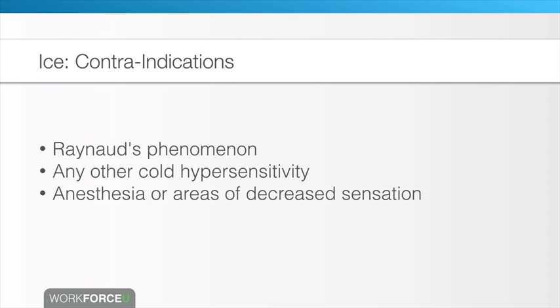If you use ice on an area that already has numbness, kind of like heat, there's no way to gauge if the tissue is being damaged. So you have to be very careful with that. Diabetics are a good example of this.